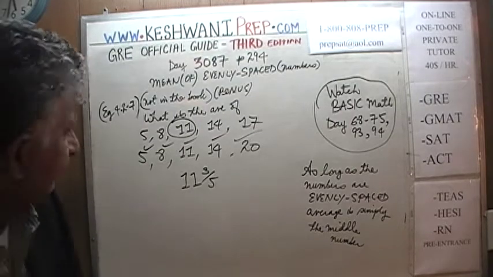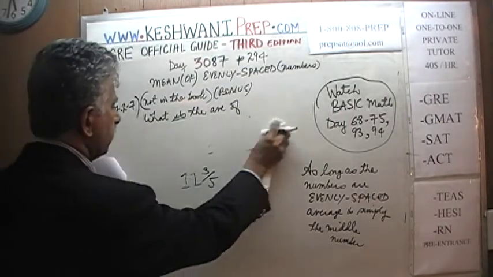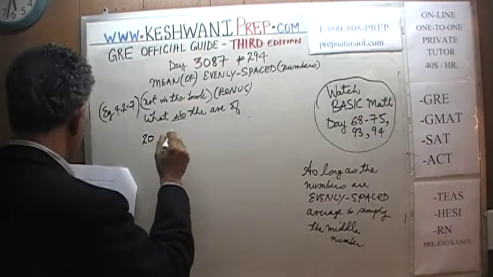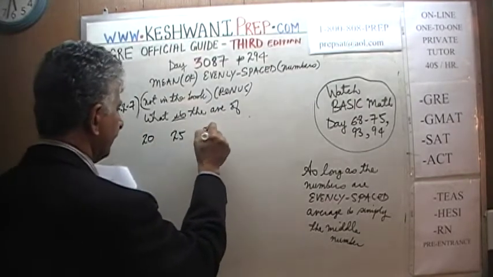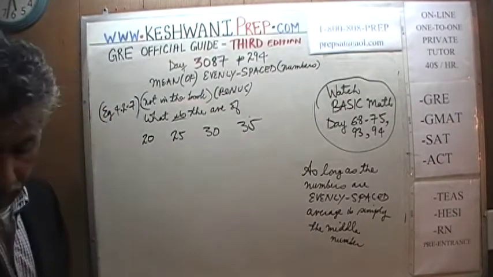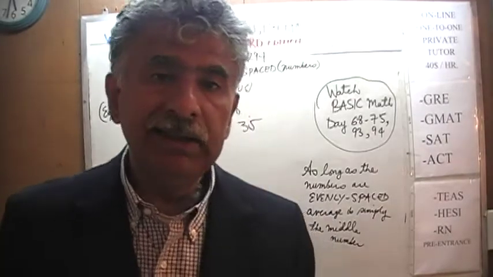4.2.7. Question now is, what is the average of 20, 25, 30, and 35? Well, now it's difficult to figure out the middle number because there are an even number of numbers.